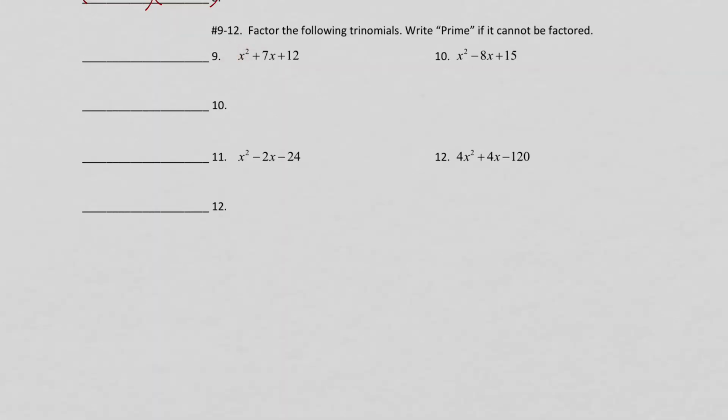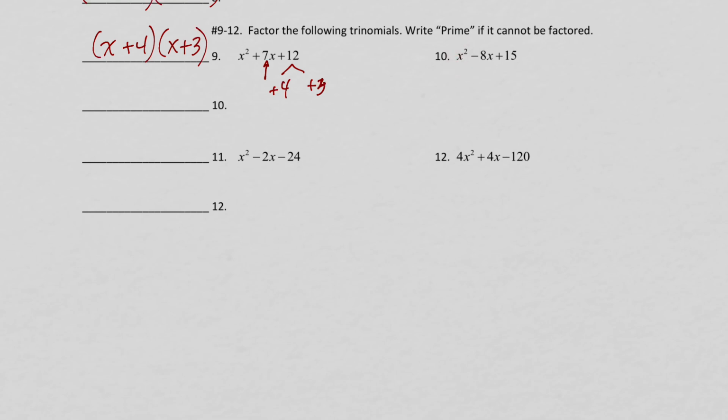Okay, when there's no leading coefficient, all you're doing is looking for factors of this that add up to the middle number. So positive 4 and positive 3. And we're done. X plus 4 and x plus 3.